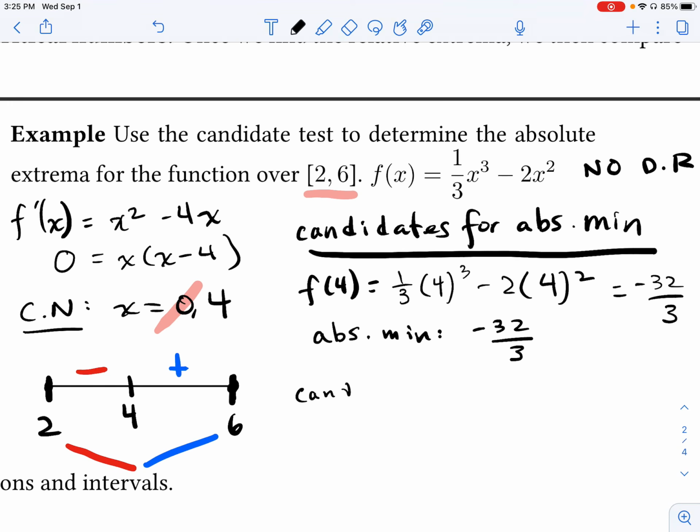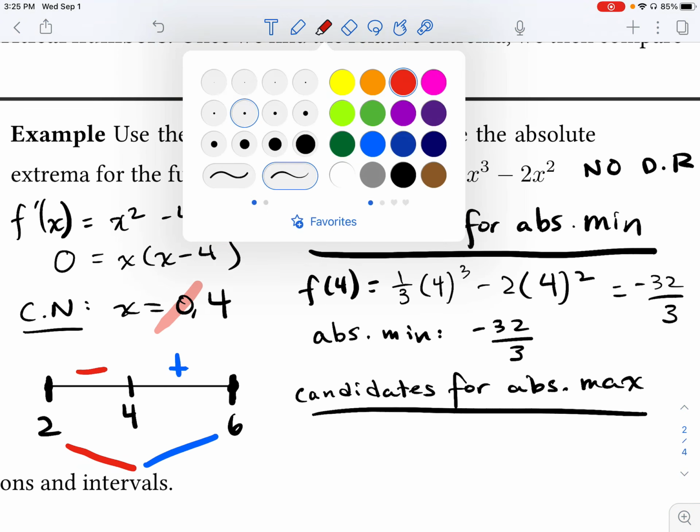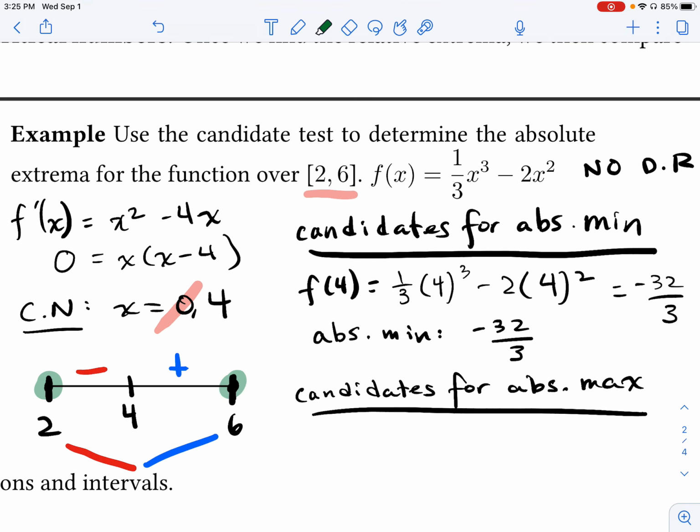Now, let's look at candidates for the absolute maximum. Well, where are my potential candidates? I've got one potential candidate at this endpoint and one potential candidate here. So we're going to see which of these points is greater. We're going to look at f of 2, which is 1/3 times 2 cubed minus 2 times 2 squared. Let me check that, that's 8 over 3, with a common denominator. Okay, so that would have to be -16 over 3.